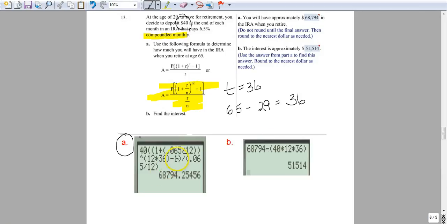Then minus 1, and then divide all of that by R over N, which is 0.065 divided by 12. So by filling all those numbers into the formula that was given, I get $68,794.25, but the instructions say to round to the nearest dollar, so $68,794.